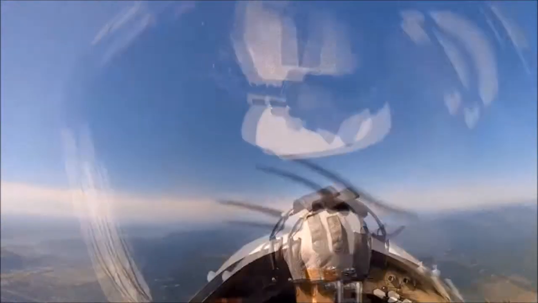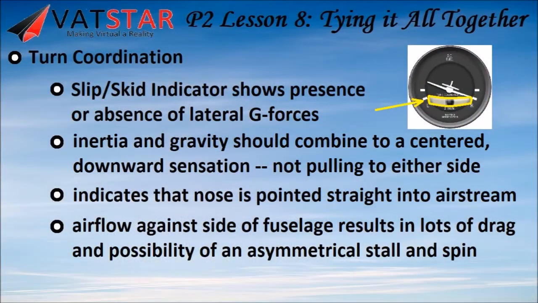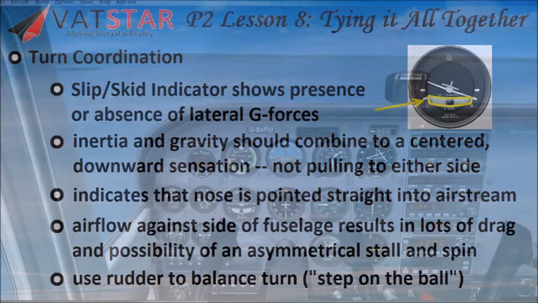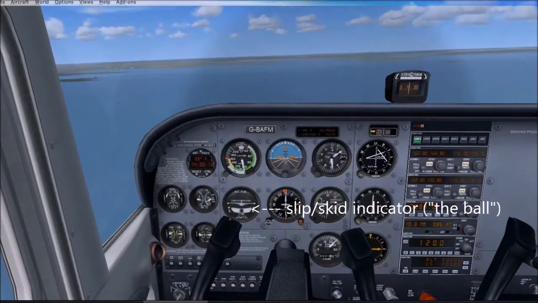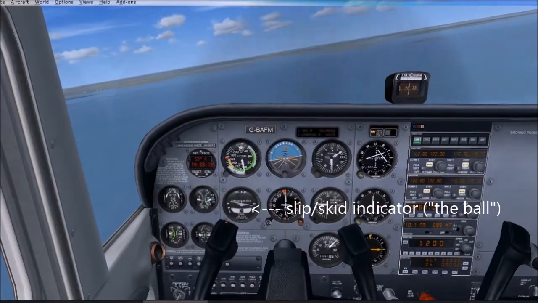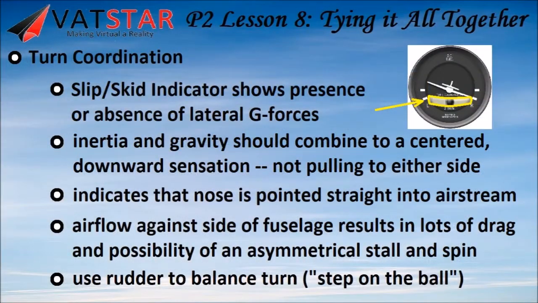Even in a docile 172, it can come. So keeping the turn coordinated means adjusting the rudder throughout the turn in order to keep the G-forces centered, the nose pointed straight into the turn, and the little marble in the middle of the slip skid indicator. And the easy way to remember which way to adjust is to step on the ball, meaning push on the rudder pedal corresponding with the side of the indicator that the marble is on. Watching the clip of me making the turn in the Skyhawk, you can see that the little marble stays relatively centered the entire time. There's a little tiny bob right there, but I adjusted with rudder to keep it centered.